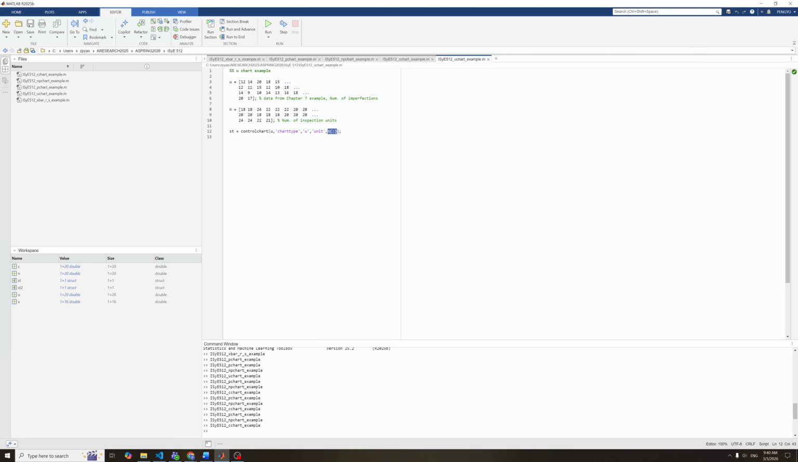The notation n(:) converts the vector n into a column vector, ensuring MATLAB treats each element as the inspection size corresponding to each defect count.